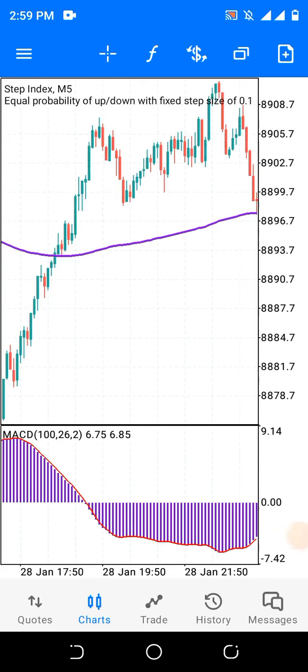This is the best strategy you can use to trade step index and make massive profit. The time frame is 5 minutes and you only need two indicators: the MACD indicator and the moving average. With these two indicators, you will make massive profit trading step index on the 5 minutes time frame. Pay attention, I will show you the settings and how to make use of these indicators.